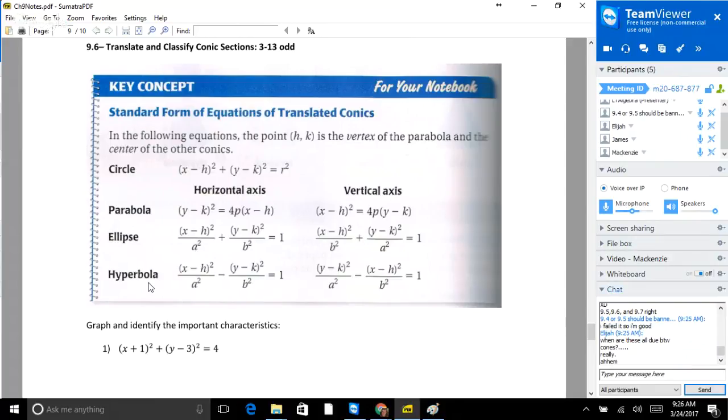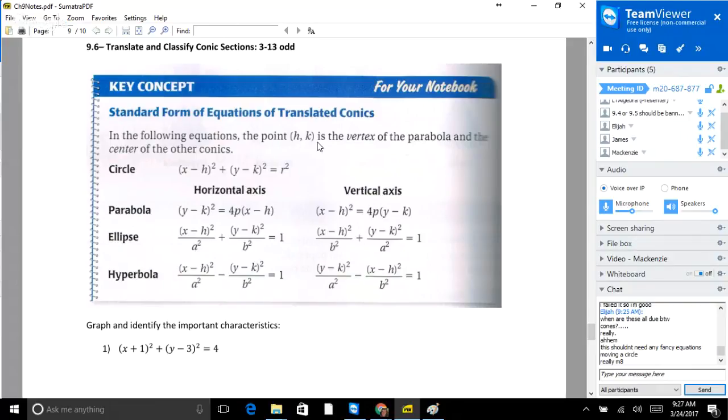We know that when we did all those sections before, we had it nice because all of our circles, parabolas, ellipses, and hyperbolas had a center at the origin, at 0, 0. What this section, 9.6, Translate and Classify Conic Sections, does is translate: we are going to be moving our circle or parabola from having a center at 0, 0 to having a different center point. You can see it here. I stole this straight out of your book.